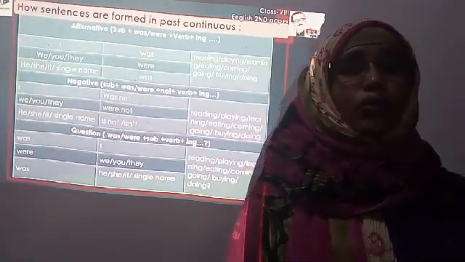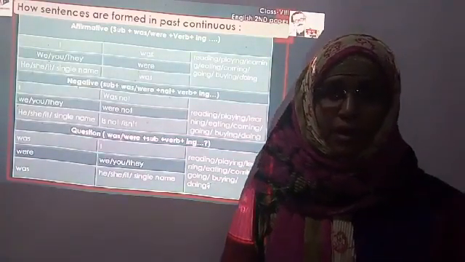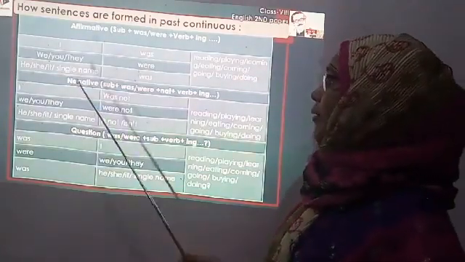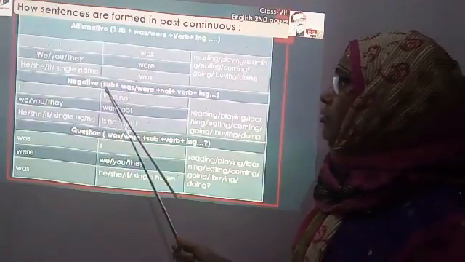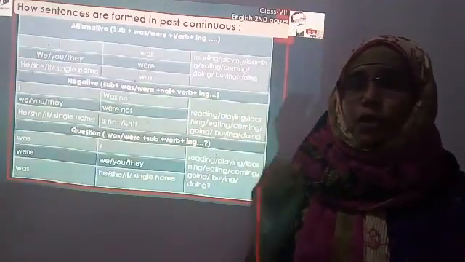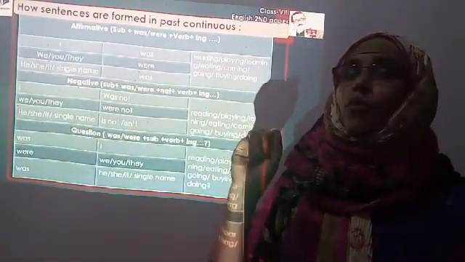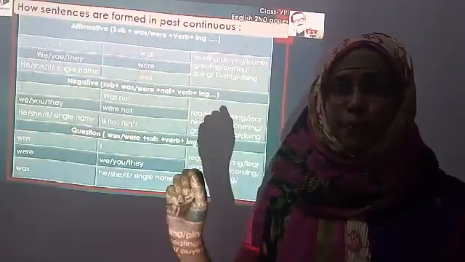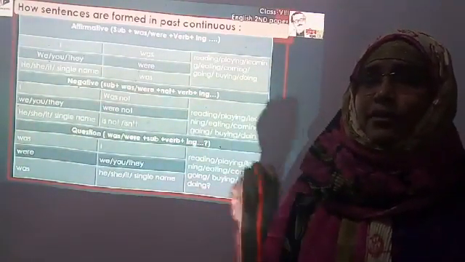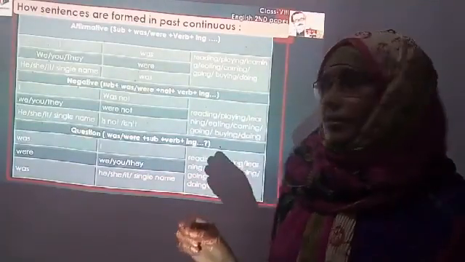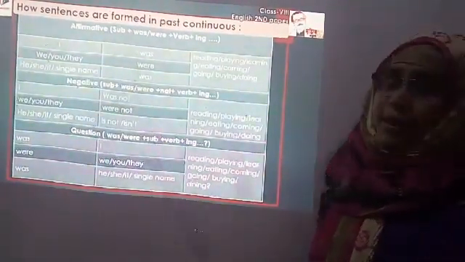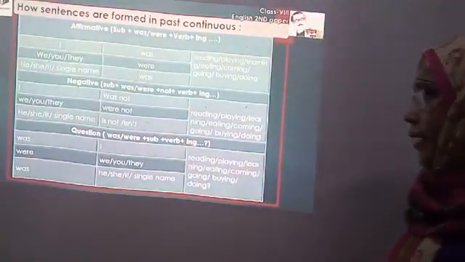Or you can also use the contraction form. If you use the contraction form, the pronunciation will be different. What will be the pronunciation? If you use was not in contraction form, that means short form, you have to pronounce the word wasn't. Pronounce with me: wasn't, weren't. Were not in short form is weren't. So weren't or wasn't, you can also use the short form here.